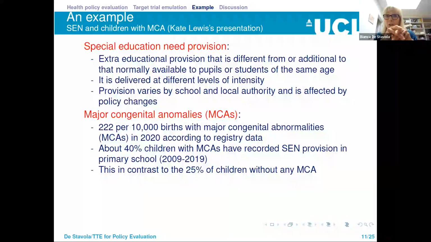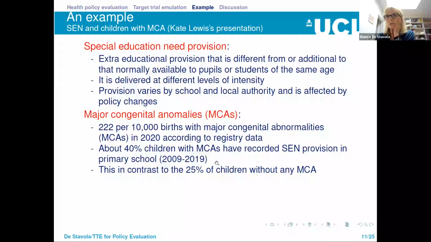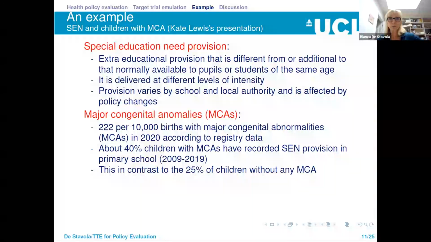And these children receive more special education needs provision than the general population. About 40% of these children were recorded to have SEND provision in primary school in the 10 years of data that we have access to, compared with 25% of those without any major congenital anomalies. So that's one example of children in need of special education needs support and provision.